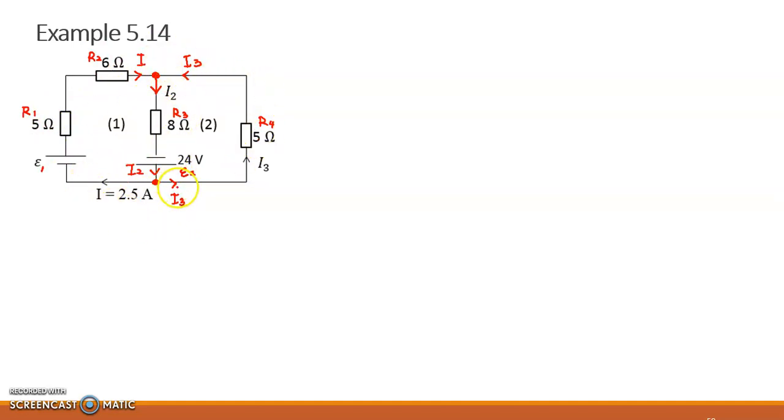First, let's apply the Kirchhoff current law or KCL, where the summation of current into the junction equals the summation of current out of the junction. Let's say I choose the junction up here. So the current into the junction is I and also I3. So I write I plus I3 equal to the current out from the junction, which is I2.